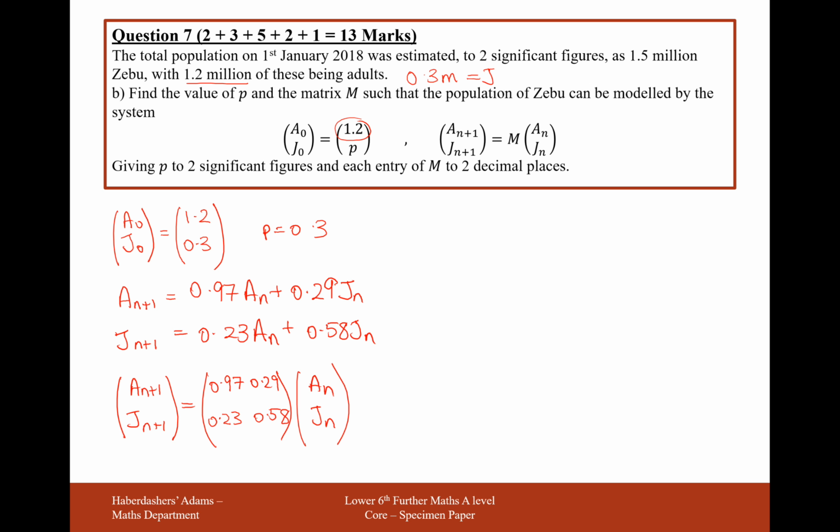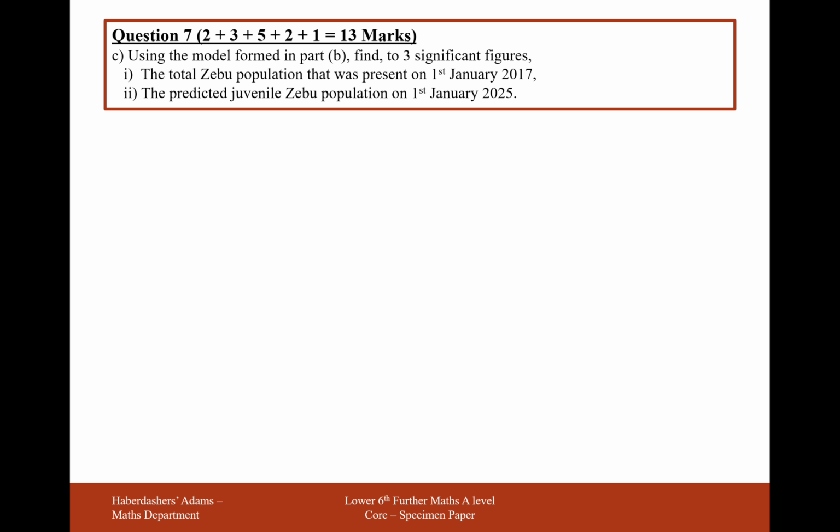Perfect. So the matrix M is equal to 0.97, 0.29, 0.23, 0.58. Perfect. Let's move on to the next bit, part C. Using this model, so let's just quickly write down that model again. So it's A0, J0, 1.2, 0.3.